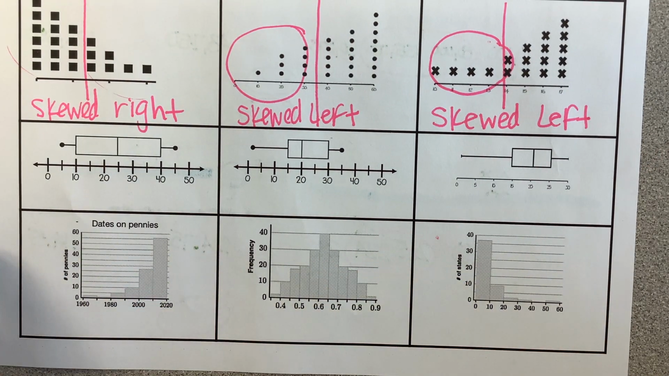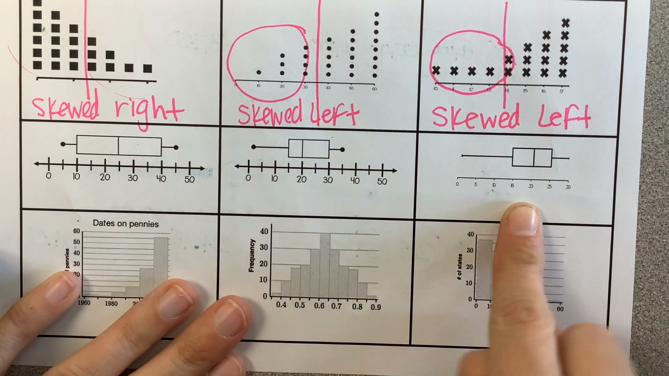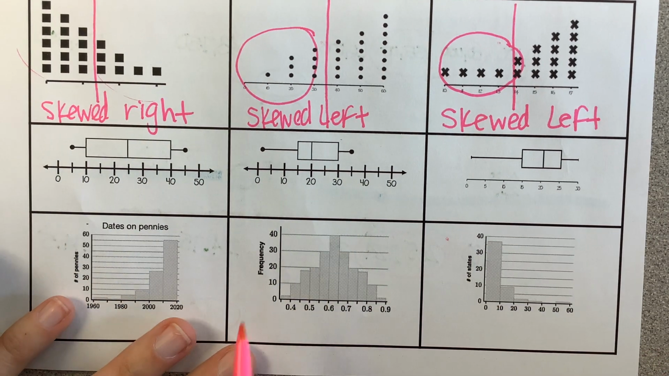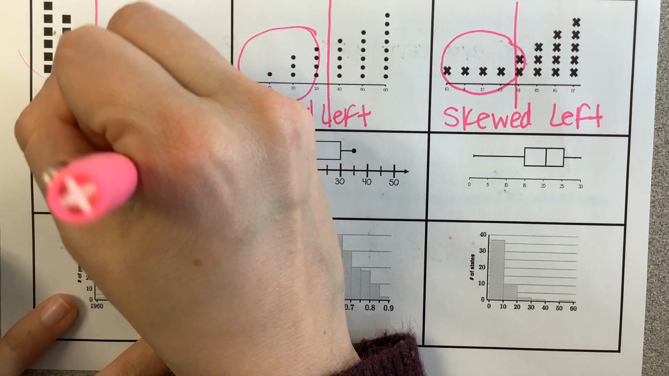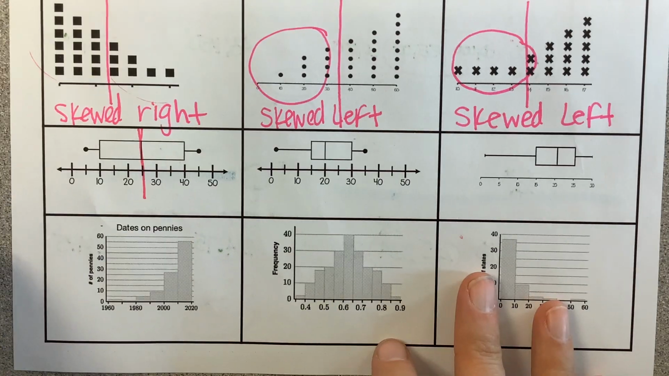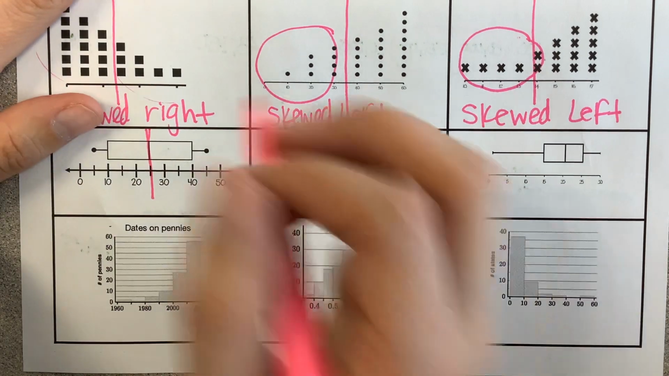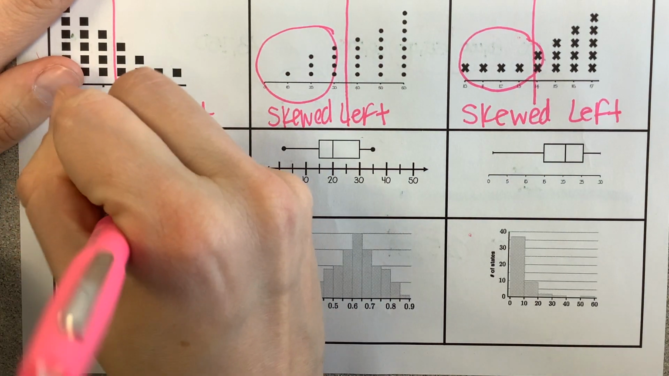So those were three dot plots or line plot examples. Let's look at box plots. Remember, it's visually a little bit different. When I look at this one and I break it down in the middle, it looks basically the same on the left and the right, so that would be symmetrical.